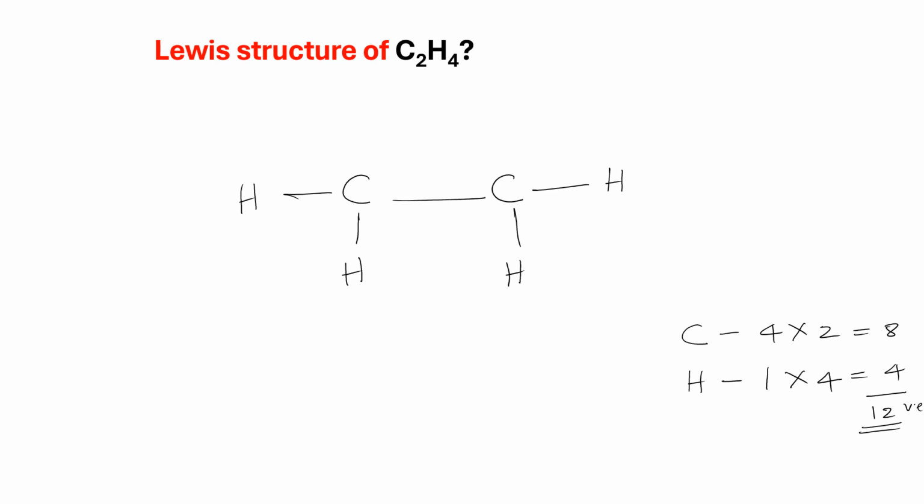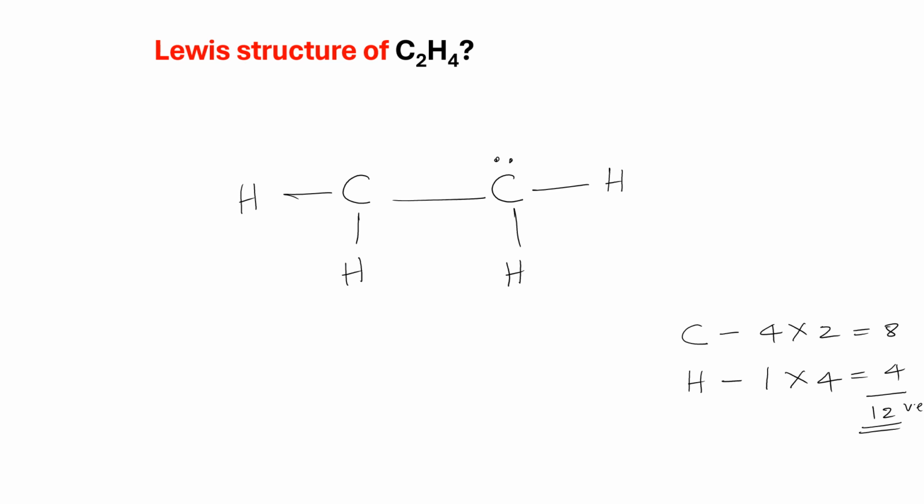Now let's go and check the structure. How many electrons on the structure? 2, 4, 6, 8, 10. 10 electrons on the structure. So 2 more we need to add. So those 2 electrons I will add as a lone pair on to one of the carbon.